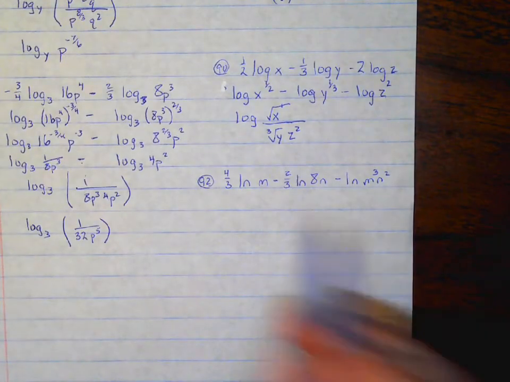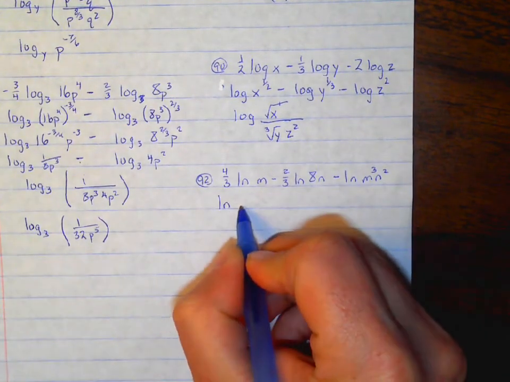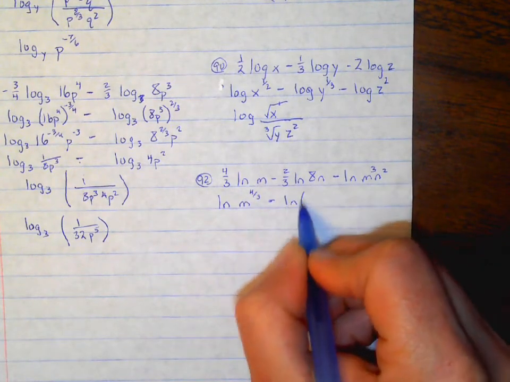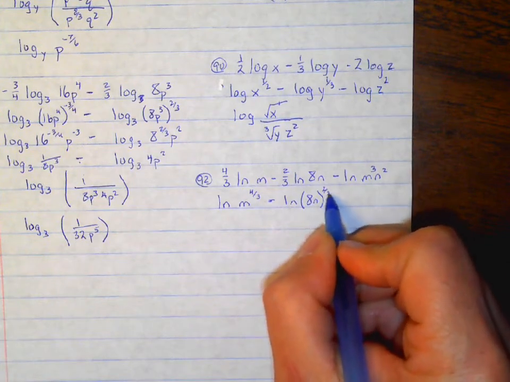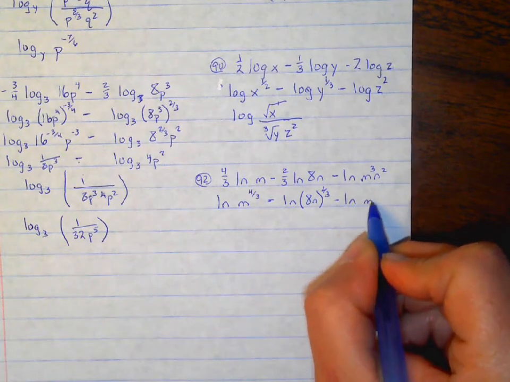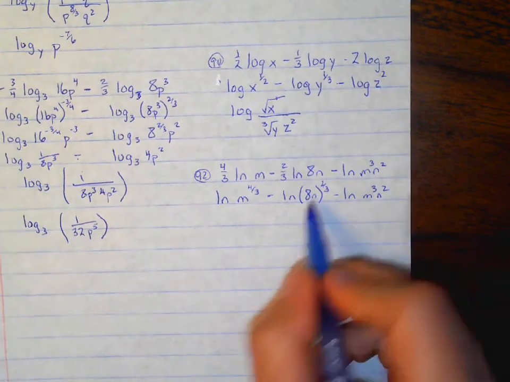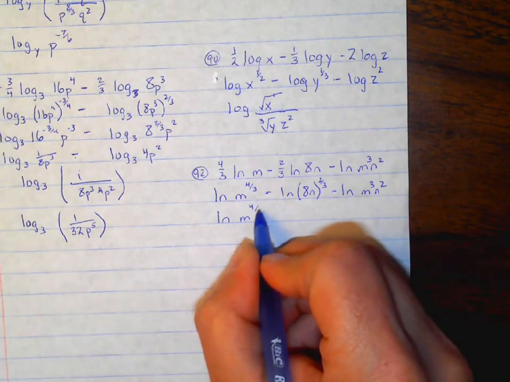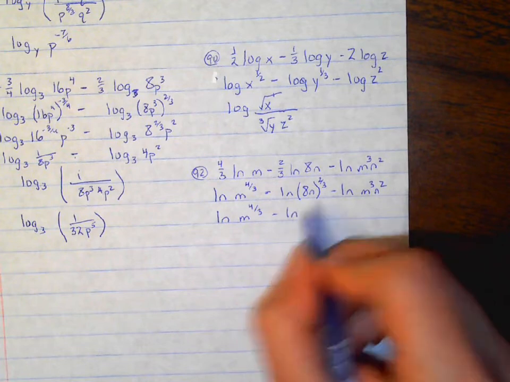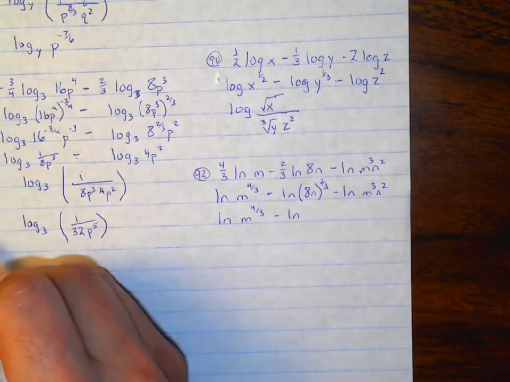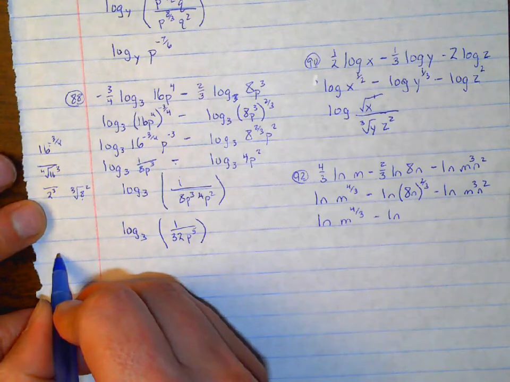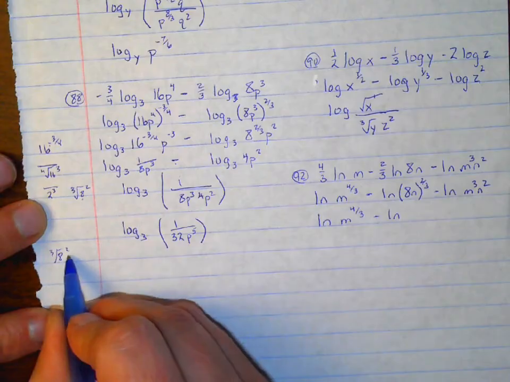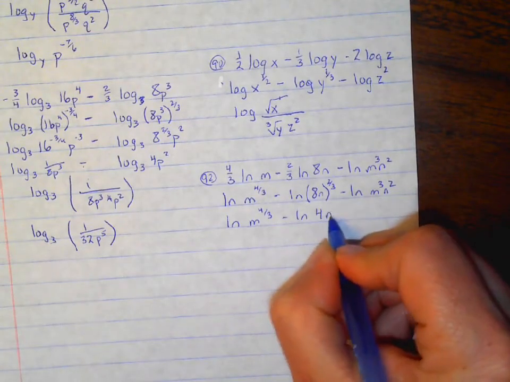Number 92, using the power rule, natural log of m to the 4/3 minus the natural log of 8n to the 2/3 minus the natural log of this. I'm going to take care of the exponent stuff here. So 8 to the 2/3. If you think about 8 to the 2/3, it would be the cubed root of 8 squared. So cubed root of 8 is 2, squared would be 4. And then we have n to the 2/3.